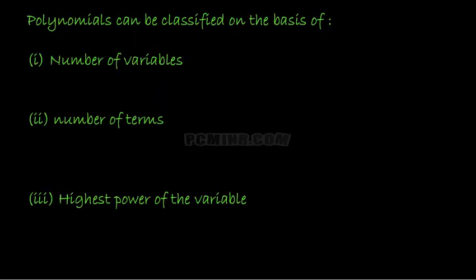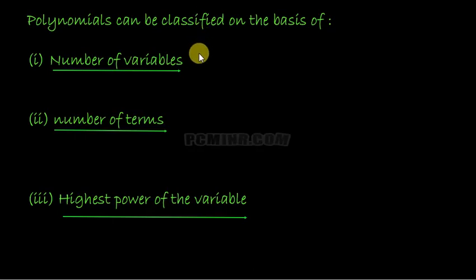Now we shall see the classification of polynomials. It can be done on the basis of either the number of variables, or the number of terms, or the highest power of the variable. So I have here the first one as the number of variables. When I say number of variables, we check for the terms containing x, y and z.